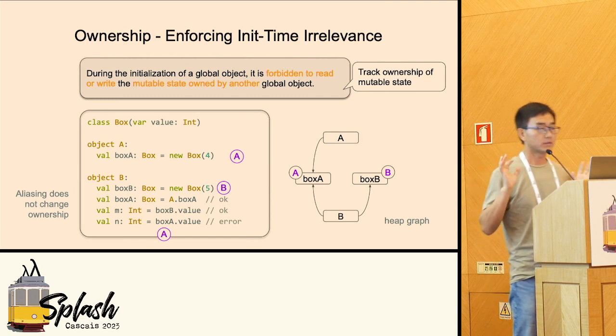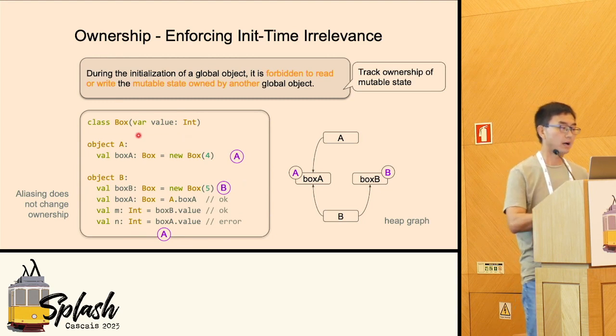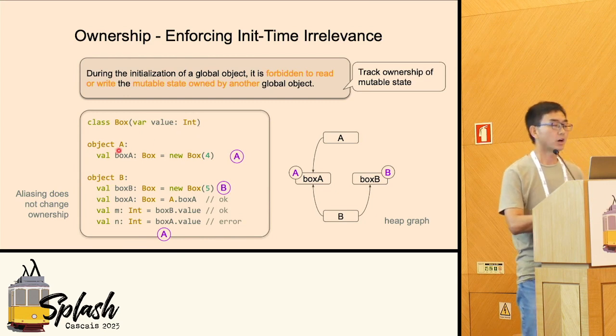We illustrate this rule using this example. So here, as we can see, we define a class box which contains mutable state. In the object A, during its initialization, we create an instance of box. Therefore, this mutable state is owned by the object A. Similarly, in object B, during its initialization, we create another box. Therefore, it's owned by object B. At the next line, we can alias the box created in object A to another field of object B. That's OK. Aliasing does not change ownership.